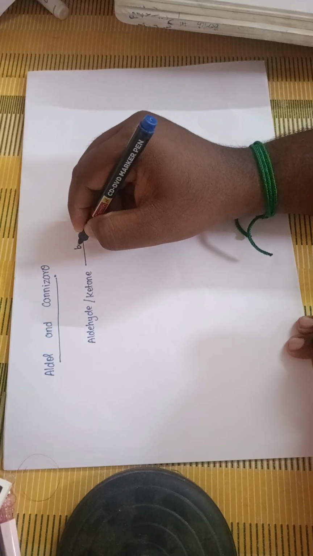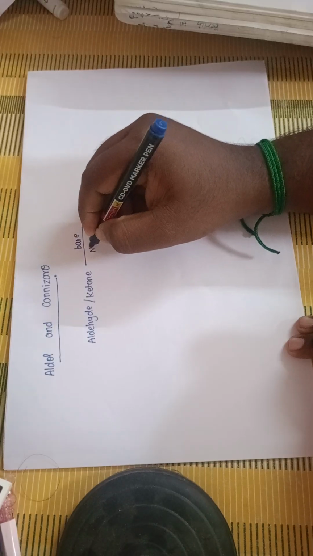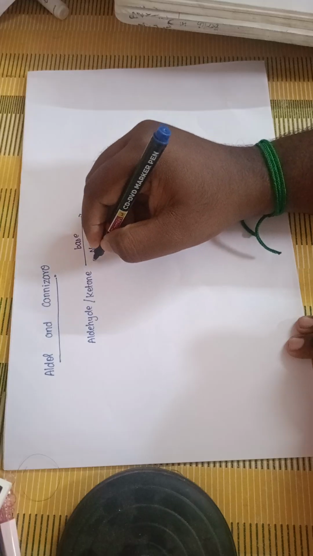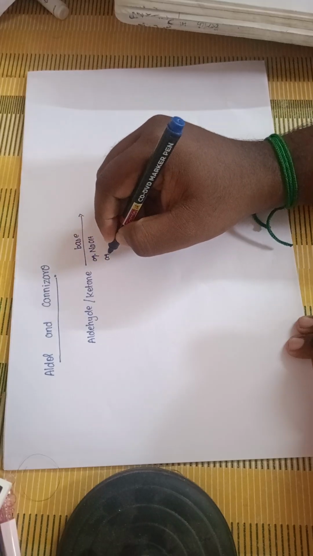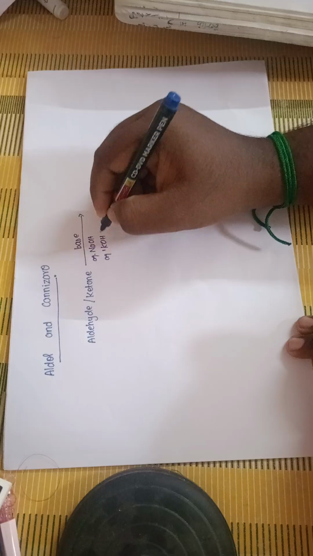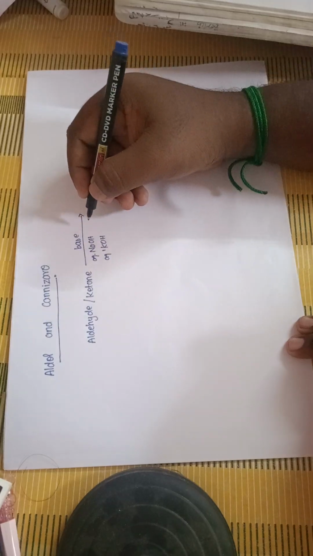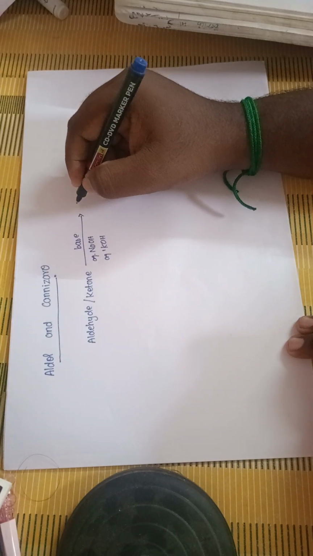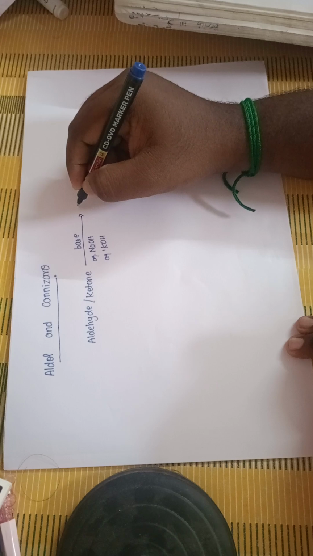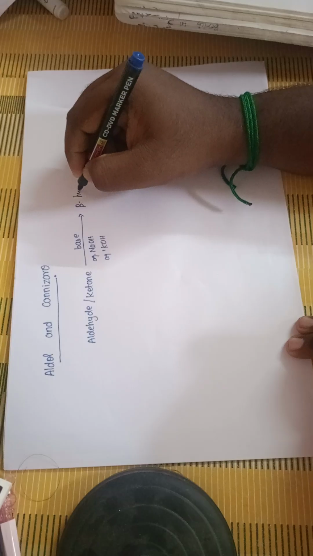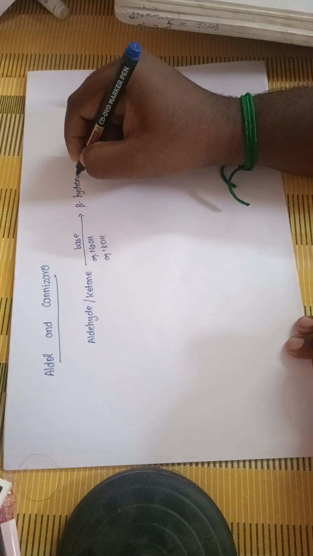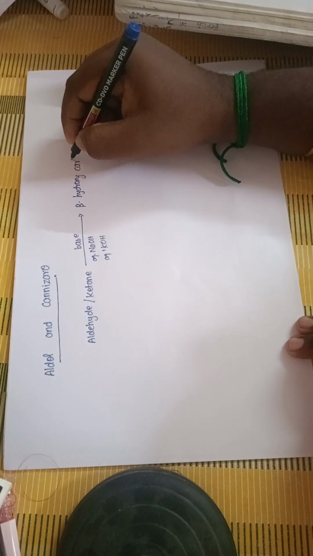It reacts with a base, for example aqueous sodium hydroxide or aqueous potassium hydroxide. It can be any base, any hydroxide, and will give you the product which contains beta hydroxy carbonyl.